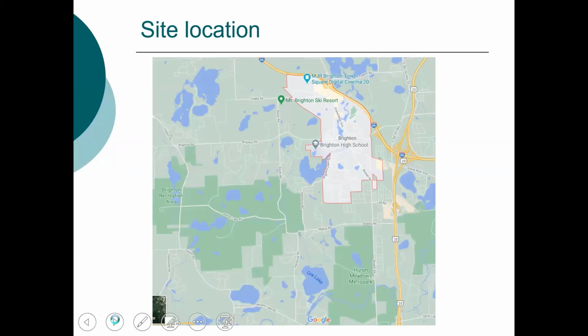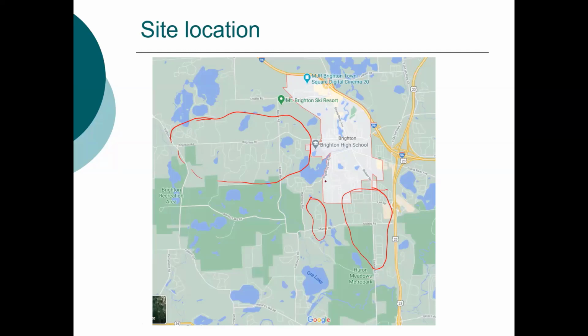So what I'm looking at is your site location. I've highlighted here the city of Brighton. You can see here we've got these suburbs, or these surrounding areas. It's working now. Okay, so we have these subdivisions here. And the question here is, are we distributing water to these subdivisions, or are we only distributing water to the city of Brighton? So that's one of the first decisions. Are we distributing water on the east side of I-23?